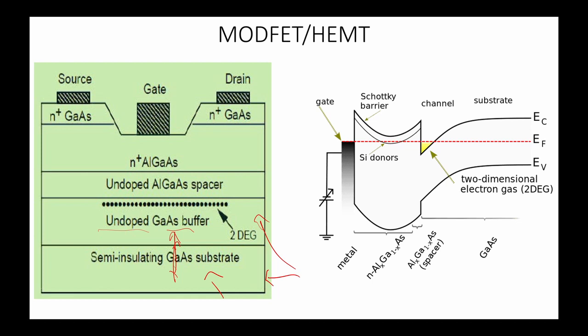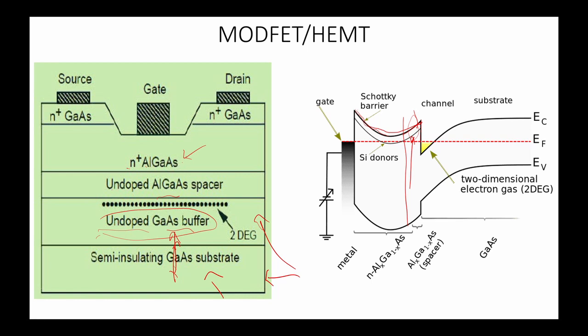This undoped gallium arsenide is a buffer layer, and this is n plus plus, highly doped, gradually doped n type aluminum gallium arsenide, the graded aluminum gallium arsenide. In between there is a spacer layer, which is undoped aluminum gallium arsenide. This is the undoped region.